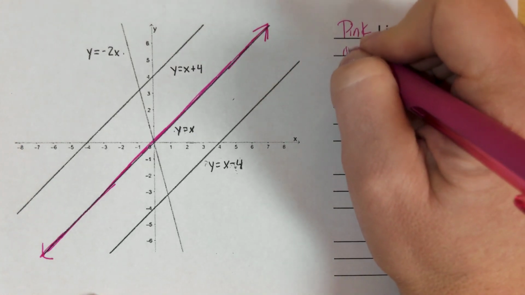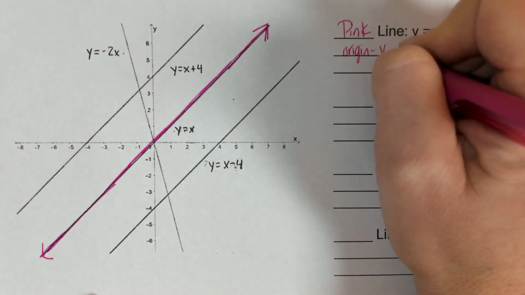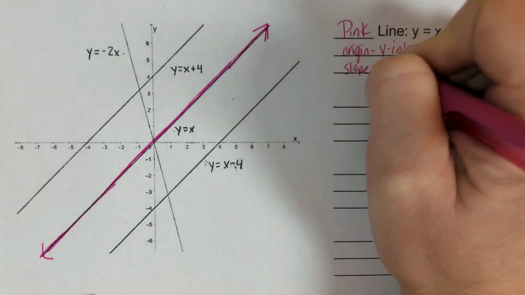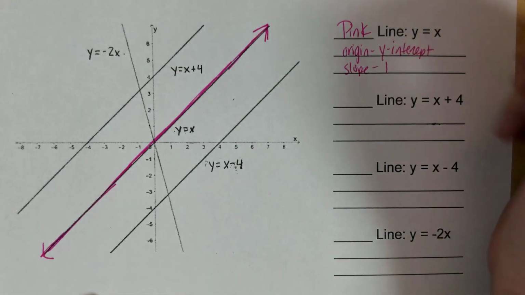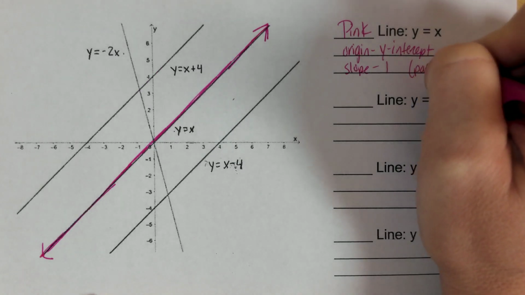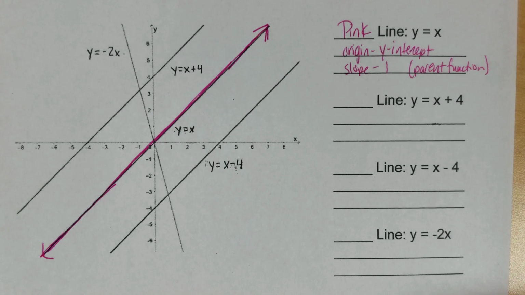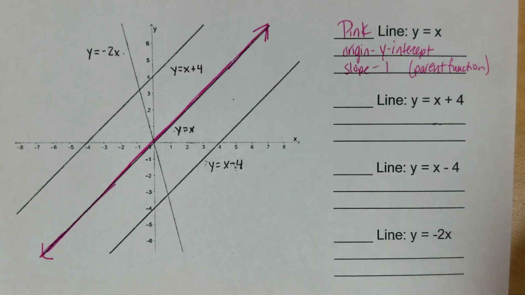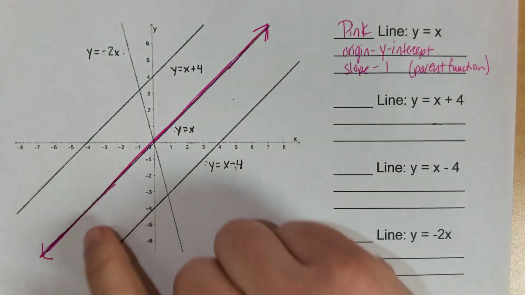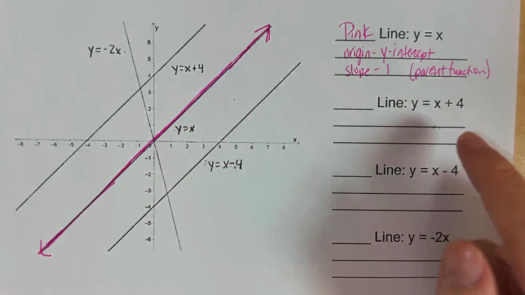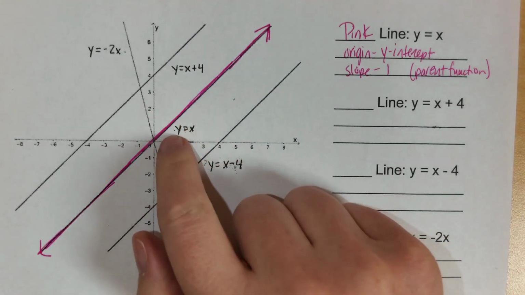So, the origin is the y-intercept. That's what I notice. I notice that it has a slope of 1. And I also remember from my notes before that this is the parent function for a linear function. Now, we're going to talk about this as being the initial line, that parent function. Then we're going to talk about each of these and what changes from here.